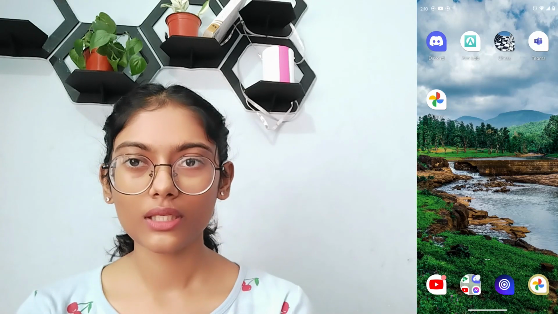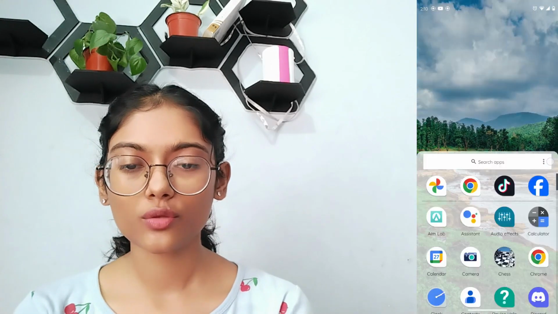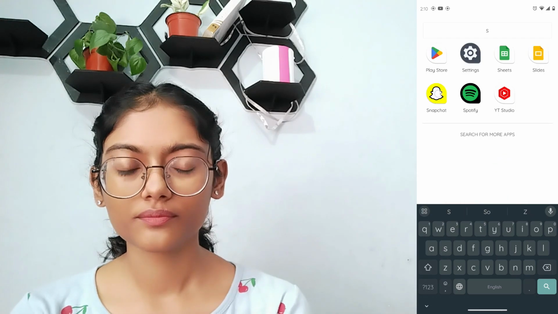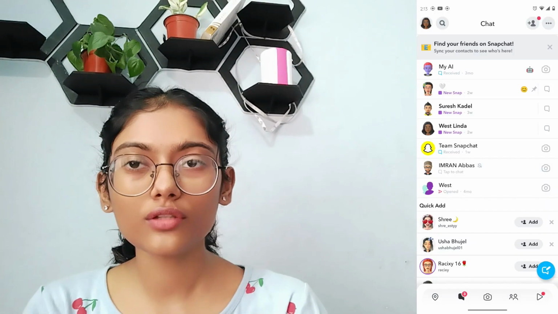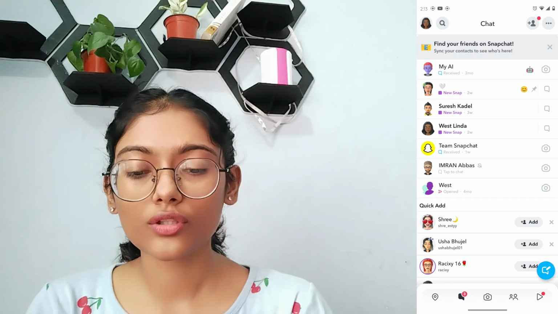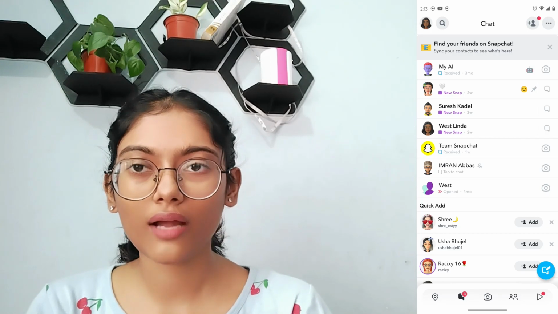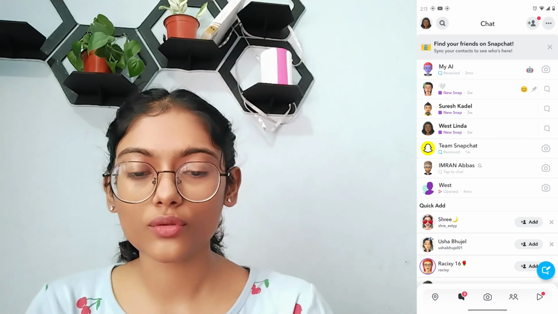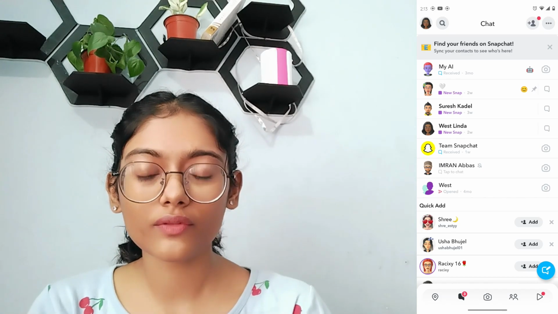What does the number mean on Snapchat? So first open up your Snapchat application. So here you will have your chats, right? And on the right side of a chat, you will have the number. But I don't have those numbers right here, but you will have the number.